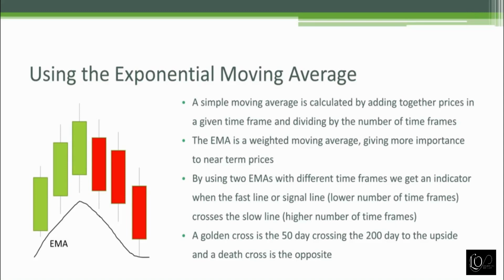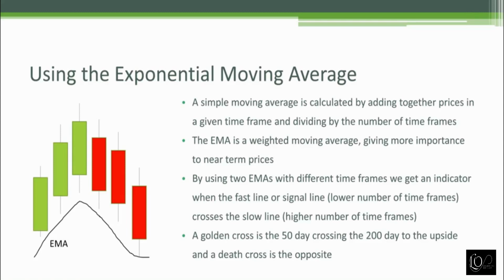The EMA, or the exponential moving average, is calculated in the same way, except the closer in time frames, so the closer days, are given more weight than further out days. So yesterday's closing price would be given more weight than the day before, which would be given more weight than the day before. We can use EMAs in a couple of different ways. We can use an EMA as a support or resistance indicator, or we can use two EMAs with different time frames to get an indicator that will give us a buy and sell signal.